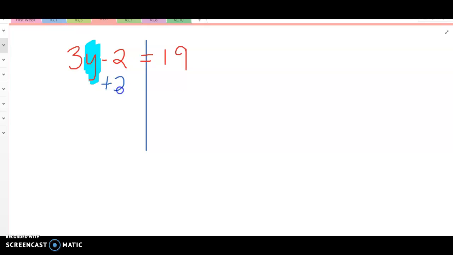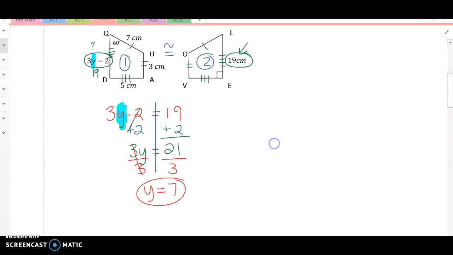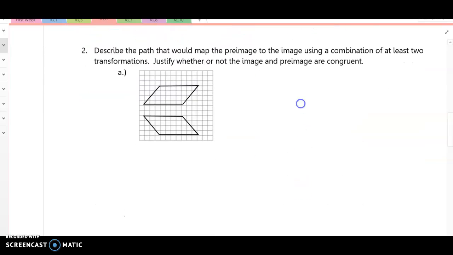So we're going to add 2 to both sides in order to do the opposite operation of minus 2. So we have now 3y equals, and then 19 plus 2 is 21. And now we have 3y equals 21, so we're going to divide both sides by 3, and we get y equals 7. So our directions said determine the value of y, and that's what we did.